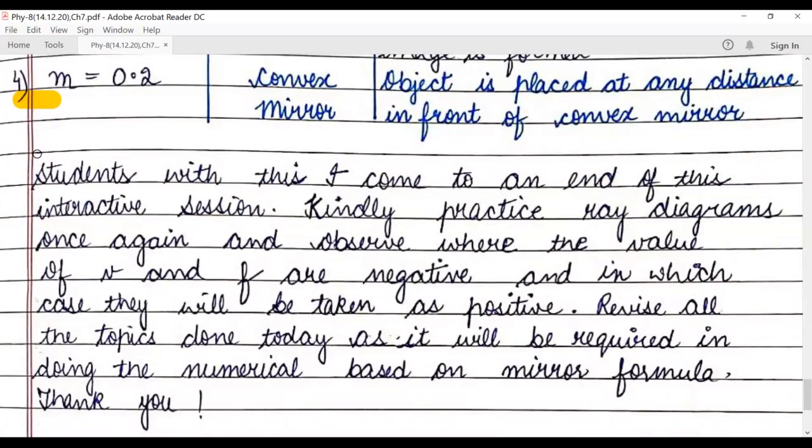So students, with this I come to an end of this interactive session. Kindly practice the ray diagrams once again and observe where the values of V and F are negative and in which case they will be taken as positive. Revise all the topics of magnification done today, as it will be required in doing the numericals based on the mirror formula. What is the mirror formula?